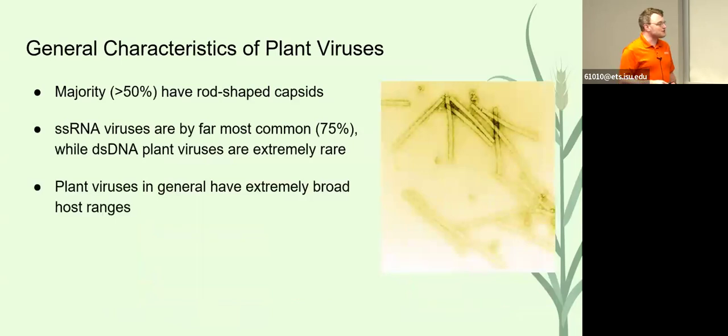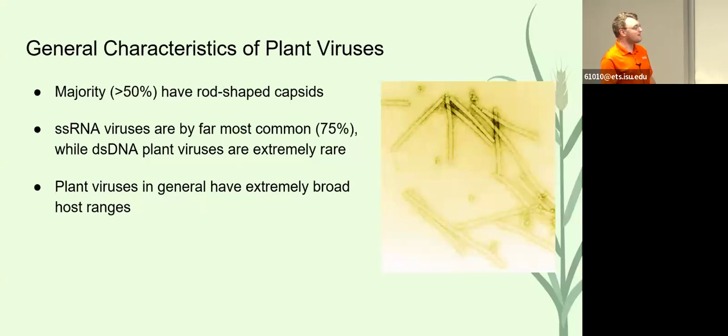Okay, so general characteristics of plant viruses. Most of them are rod-shaped. Now, typically what we talk about in this class are round ones, icosahedral viruses, but most of the plant viruses are actually rods, and I don't know why. I have yet to be able to find out the reason why that particular shape is preferred. I'm sorry, leaving you hanging on that one.